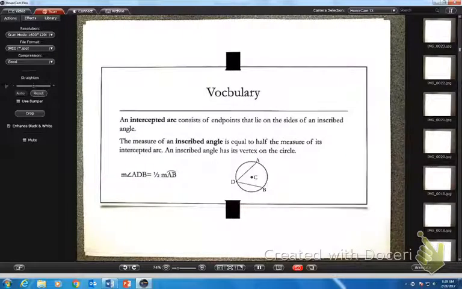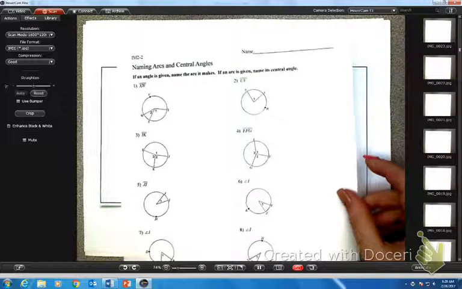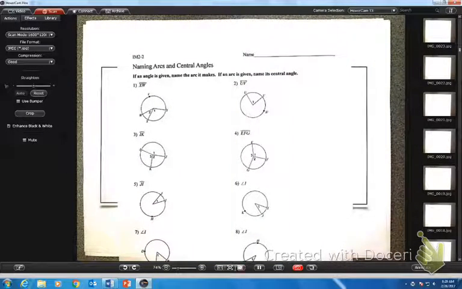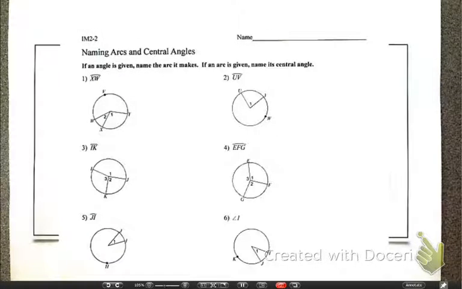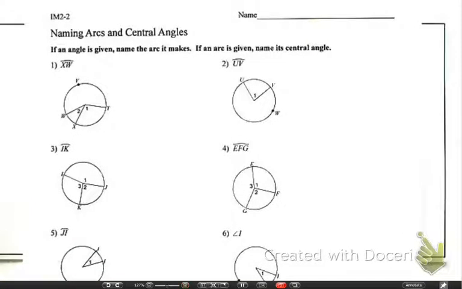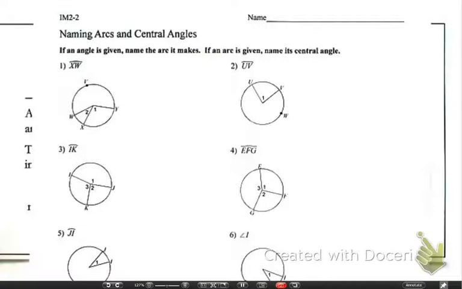Okay, once you have completed all of the vocab words, go grab your homework assignment, and I am going to do 2 problems with you so that you understand what you're being asked for. So again, pause this video right now, go grab the assignment, and then come back.